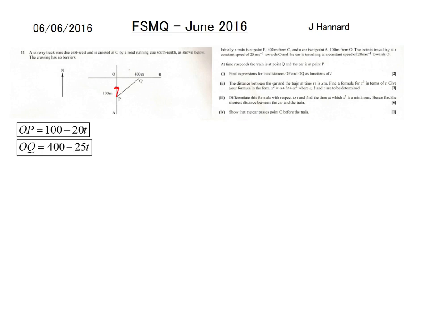The distance between the car and the train at time t seconds is x metres. Find a formula for x squared in terms of t. Give your formula in the form x squared equals a plus bt plus ct squared, where a, b and c are to be determined. So I just drew myself a triangle.